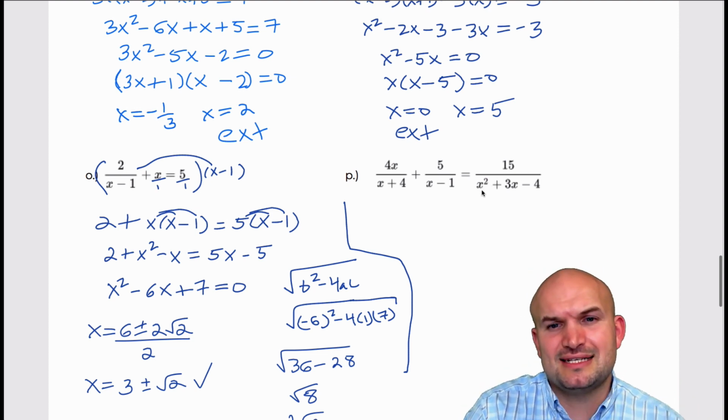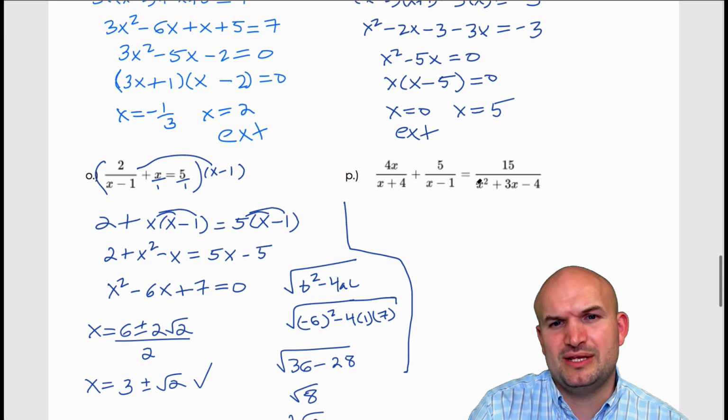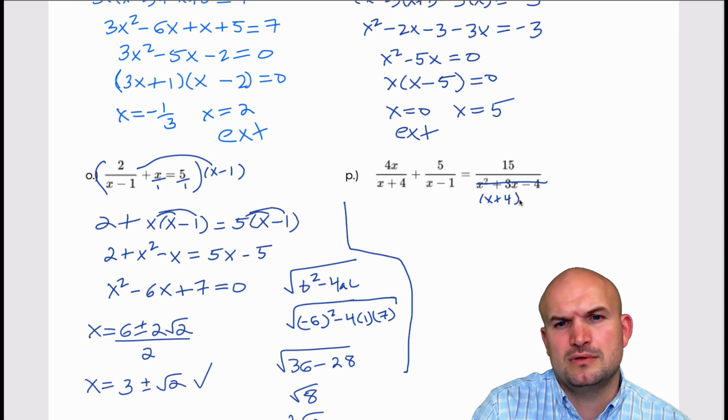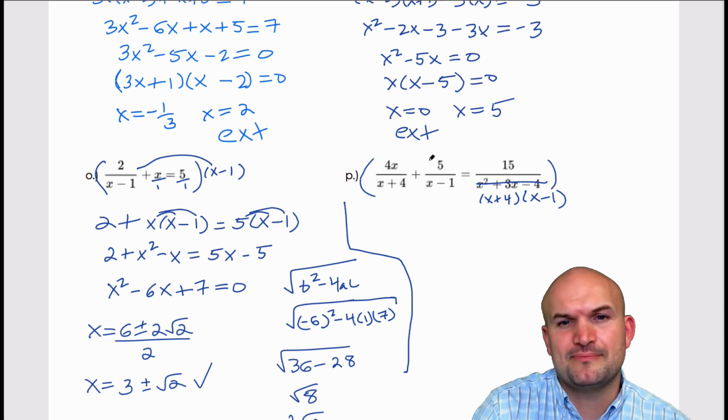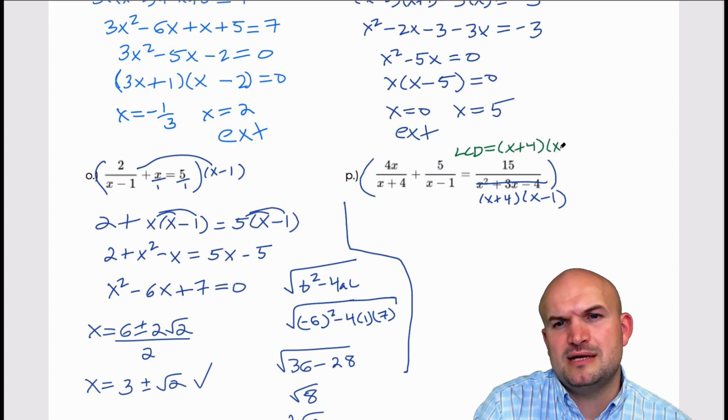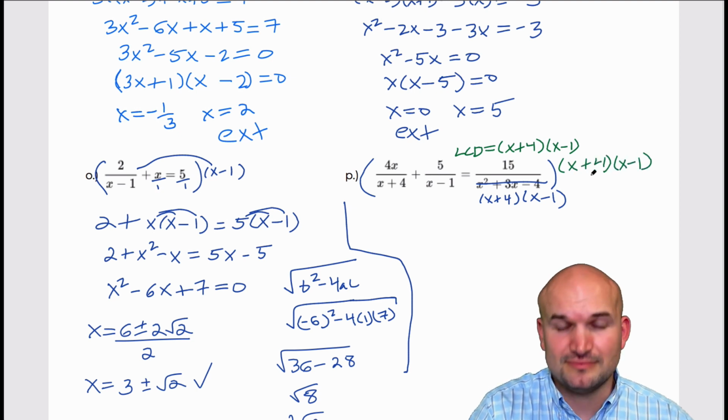All right, last example here is, again, we can factor that down to x plus 4 times an x minus 1. You can see that shares with those denominators. Let's use green. So I can see my LCD in this case is going to be an x plus 4 times x minus 1. So I'm going to multiply everything times an x plus 4 times an x minus 1.